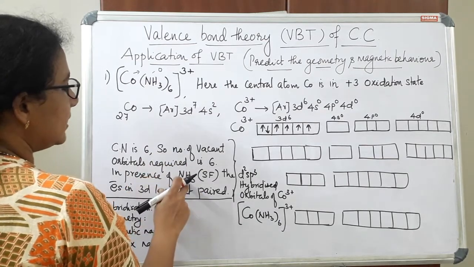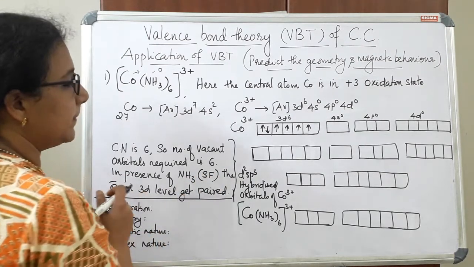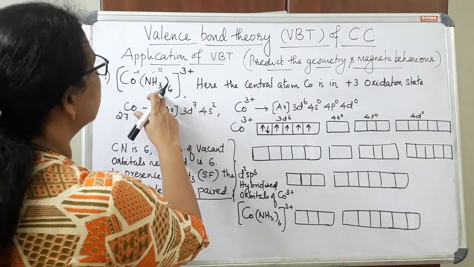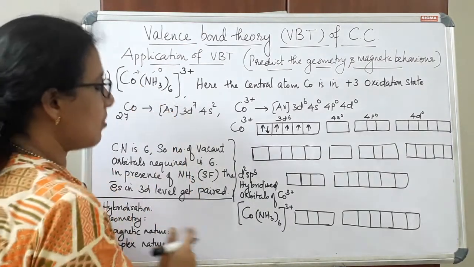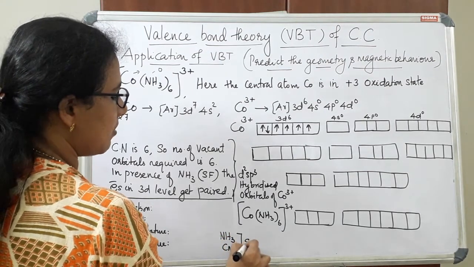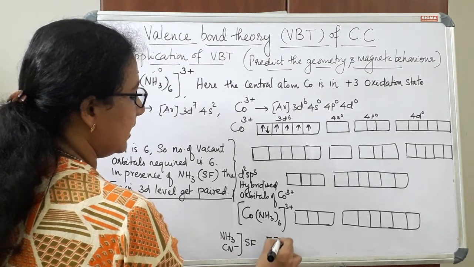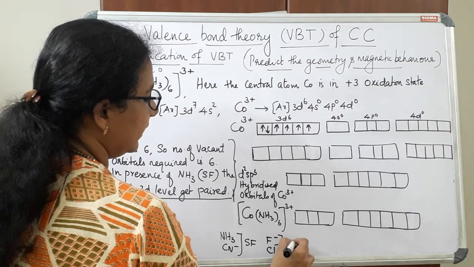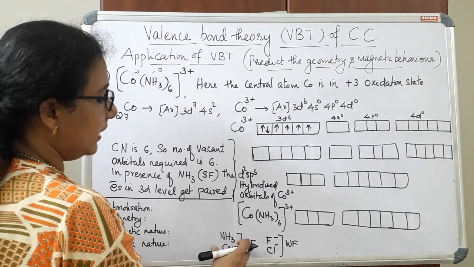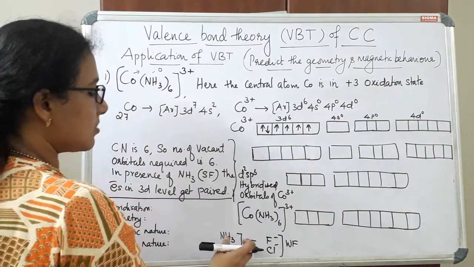In the presence of NH3, which is a strong field ligand, the electrons in the 3d level get paired up. So we need to find out the type of ligand present in this complex. In this complex it is NH3. NH3 is a strong field ligand. NH3 and CN minus are strong field ligands, and fluoride F minus and Cl minus are the common weak field ligands. We need to find out whether it is a strong field ligand or a weak field ligand. In this case NH3 is a strong field ligand.